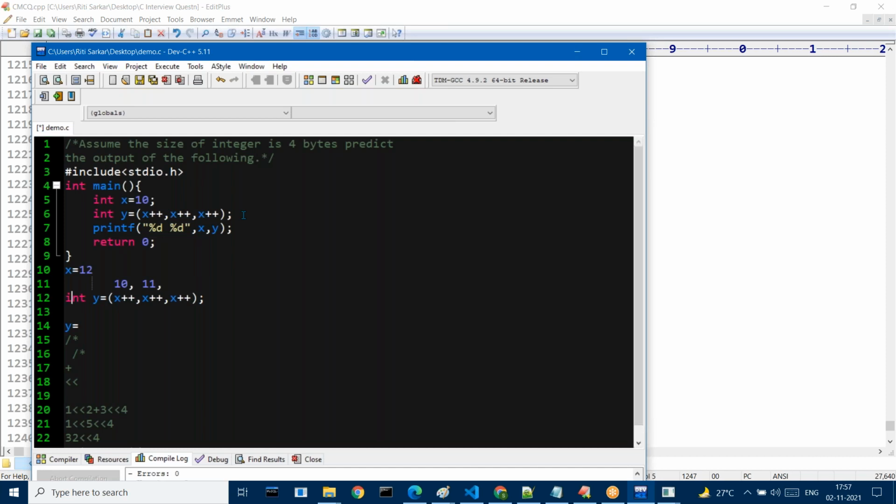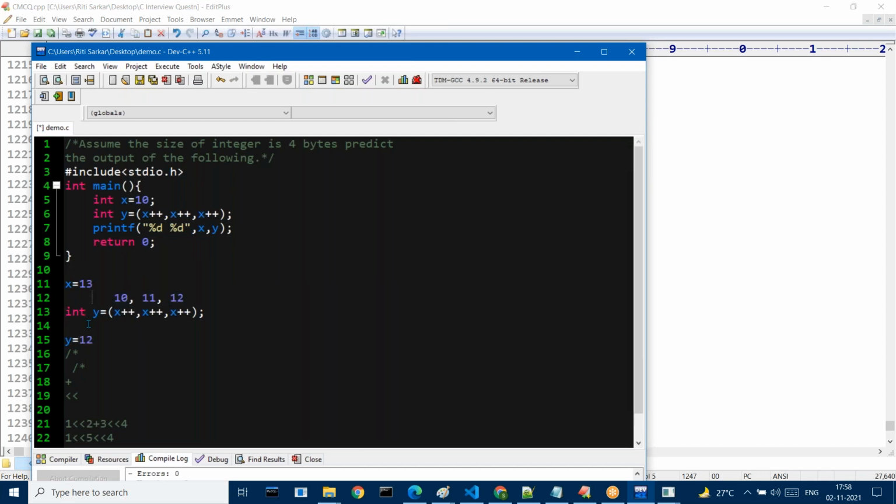Next, when you come here, again you are asking, oh x, what is your value? X is telling 12. But internally it will change it to 13. Now what does it mean? 10, 11, 12. In case of comma, which value is considered, guys? The rightmost. Then which value will be considered? 12. That 12 will be given to y.